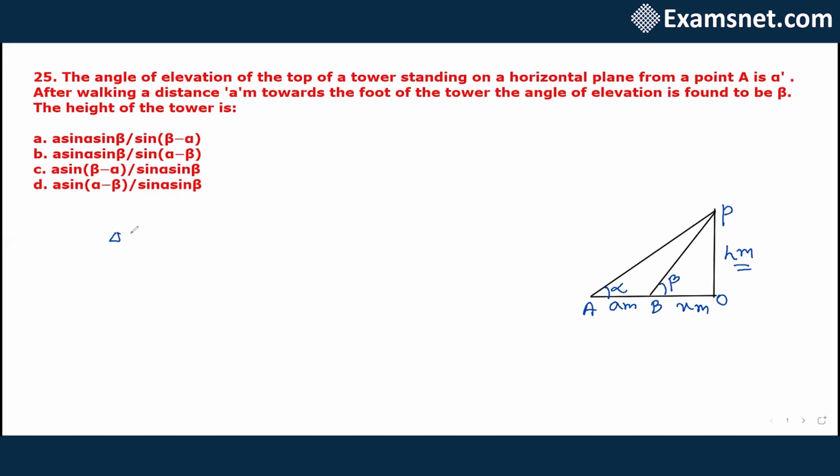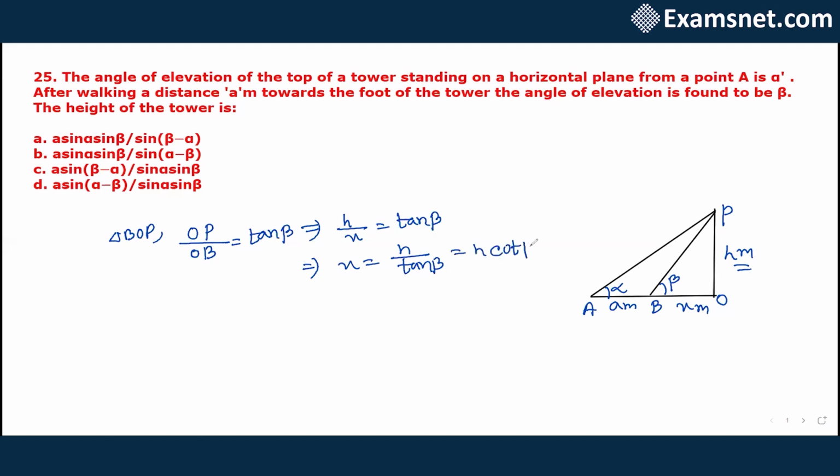First, we will consider the triangle BOP. So here OP by OB equals tan beta. Let's put the values of OP and OB respectively. H by x equals tan beta. From here, we can find the value of x as h by tan beta. That means x equals h cot beta, since cot theta is the reciprocal of tan theta. Let's name it equation number 1.